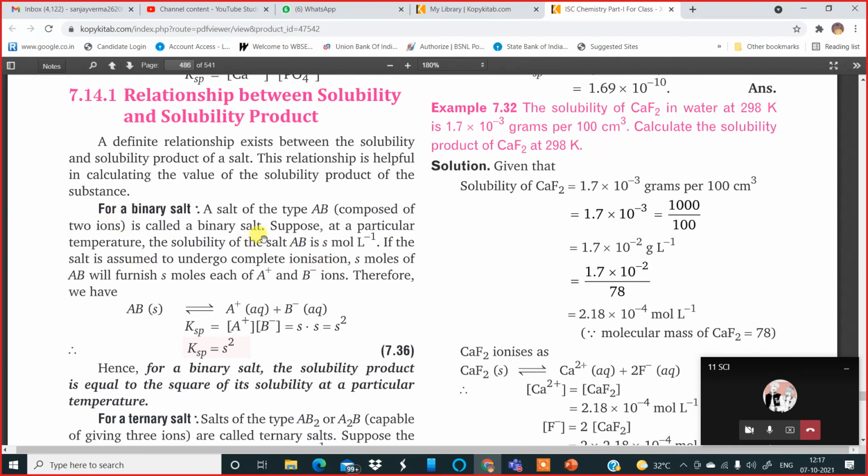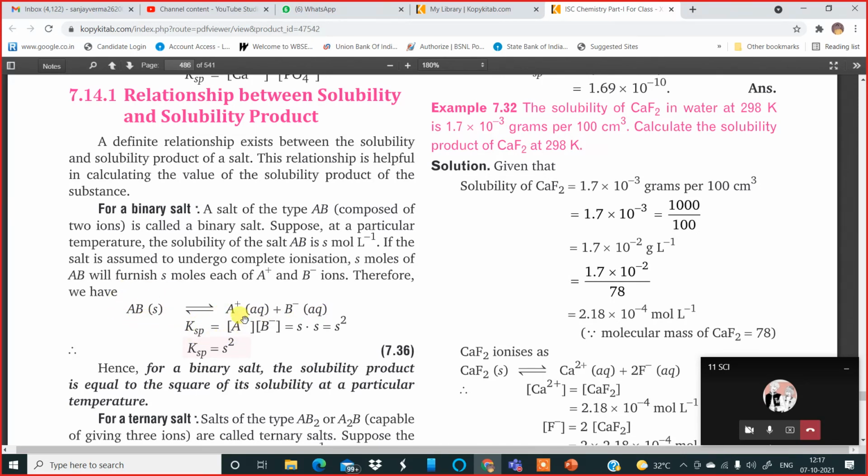Suppose at a particular temperature, the solubility of a given salt AB is small s moles per liter. That is the unit for solubility. If the salt is assumed to undergo complete ionization into ions, S moles of AB will furnish S moles of A+ and S moles of B-. Therefore, we have this binary salt AB producing ions A+ and B-.